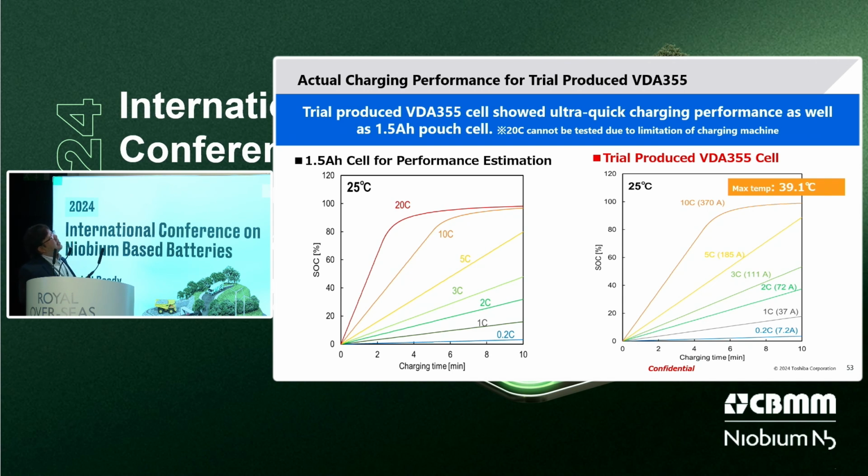And next shows the quick chargeability. The figure on the left shows the small pouch cell result. And this is the trial-produced BDS355 format, large type pouch cell. We cannot apply 20C charging due to a limitation of our machine. However, as you can see here, we can see almost the same tendency as the small pouch cell.